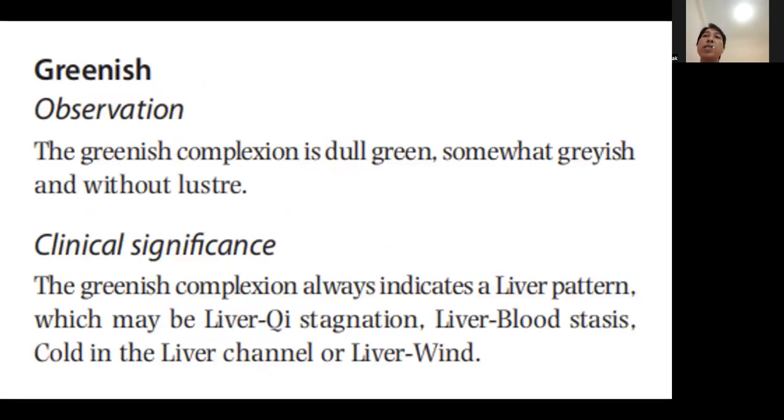Greenish. The greenish complexion is dull green, somewhat grayish and without luster. The greenish complexion always indicates a liver pattern, which may be liver qi stagnation, liver blood stasis, cold in the liver channel, or liver wind.